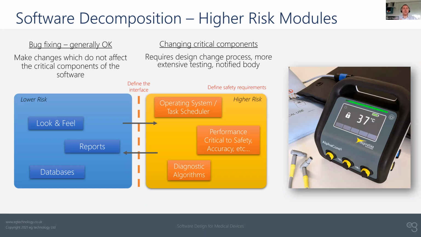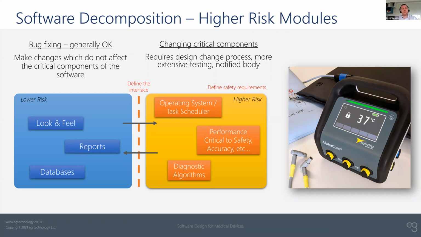And the reason that we segregate the design this way is so that any changes that you make are measured and managed appropriately according to the risks associated with them. So what you have on the one side is things like look and feel, reports that might get spat out of the devices, databases that might get populated with log data and those sorts of things that aren't actually critical to the safety of the software can possibly be changed without a new regulatory submission.